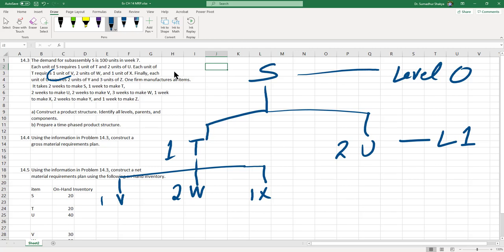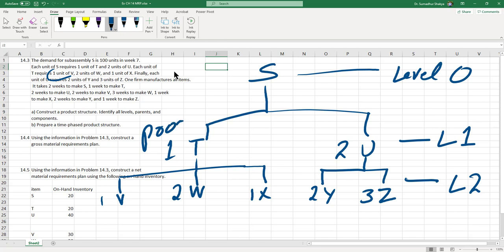Similarly, each unit of U requires 2 of Y and 3 units of Z. Now all of these are at level 2. All of this information is supposed to be included in the bill of material, and this is what we call the product structure.